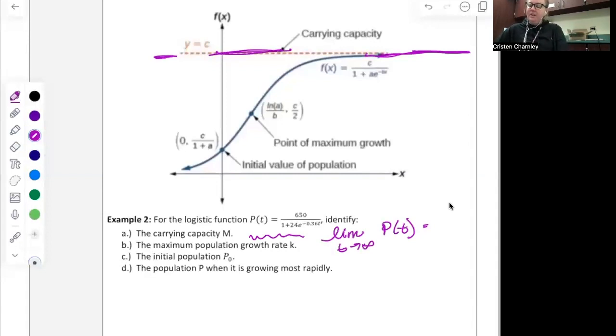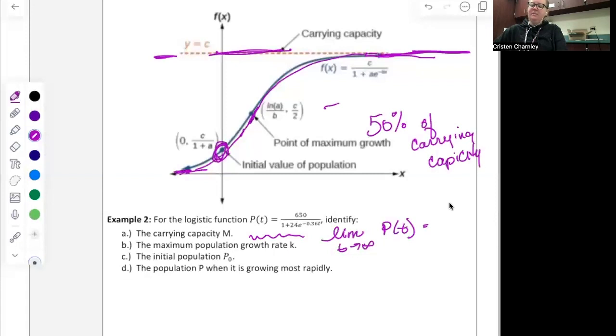Your initial population is here where you cross the y-axis. The point of maximum growth, and this is important, I've seen this asked as well, happens at 50% of the carrying capacity. That's where it's steepest, so that's where you have the greatest slope. Your slope starts kind of slow, starts to increase, increase, increase. Here's your max, and then it starts to decrease again.